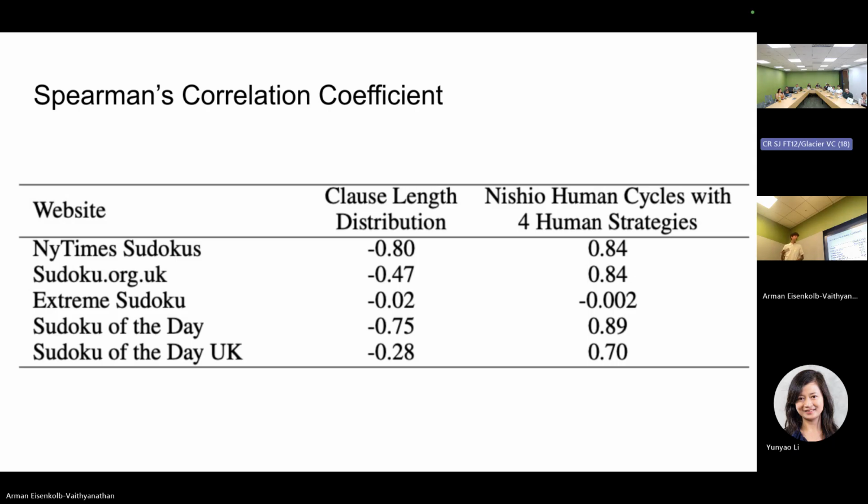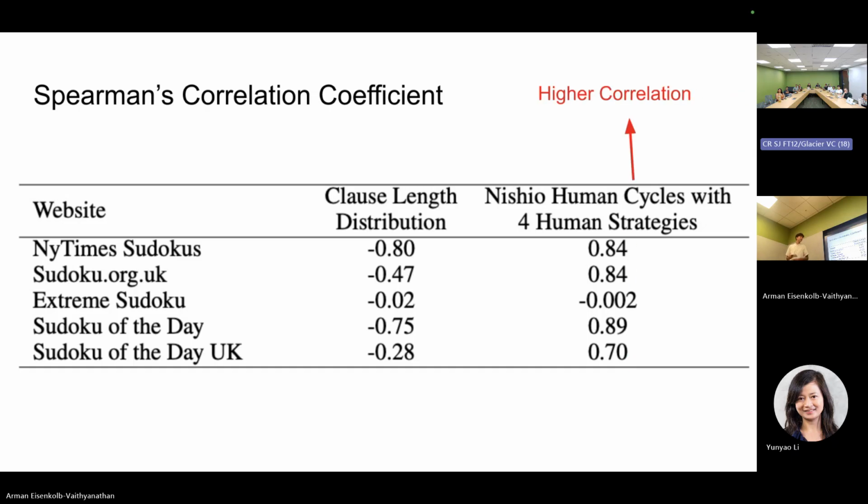Now, there are multiple takeaways from this table. The first is that the clause length distribution has a high negative correlation. This means that the shorter the number of clauses in a Sudoku puzzle SAT formulation, the easier the puzzle. The second is that Nishio human cycles has high positive correlation, which means the larger the number of Nishio human cycles, the harder the puzzle.